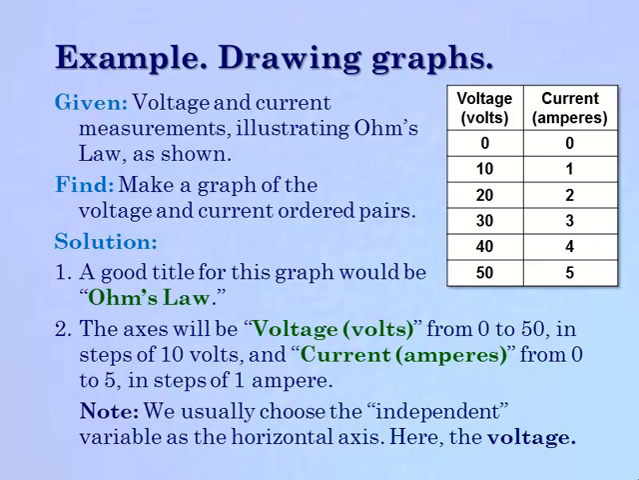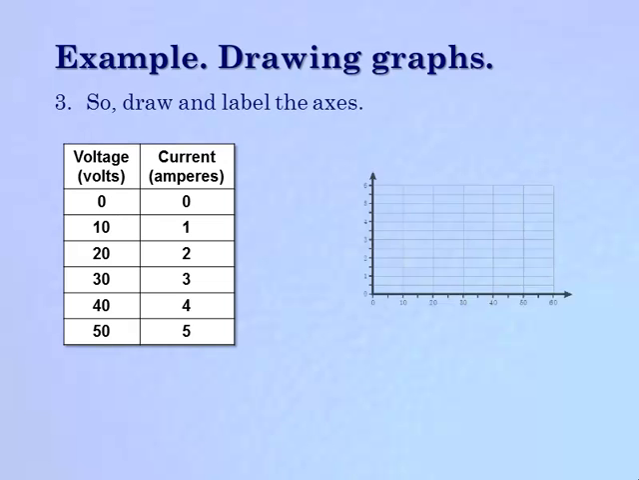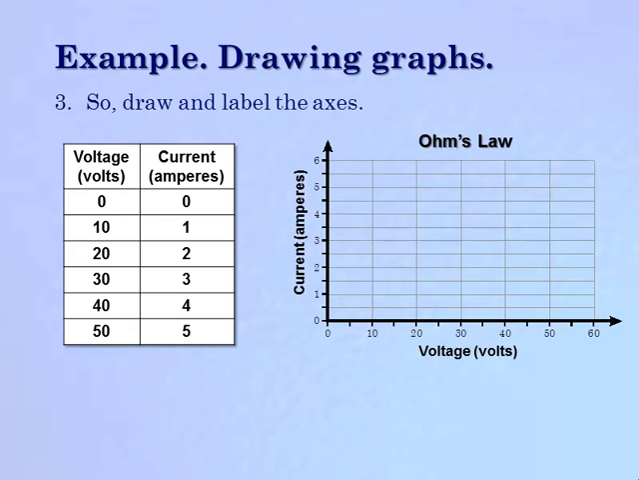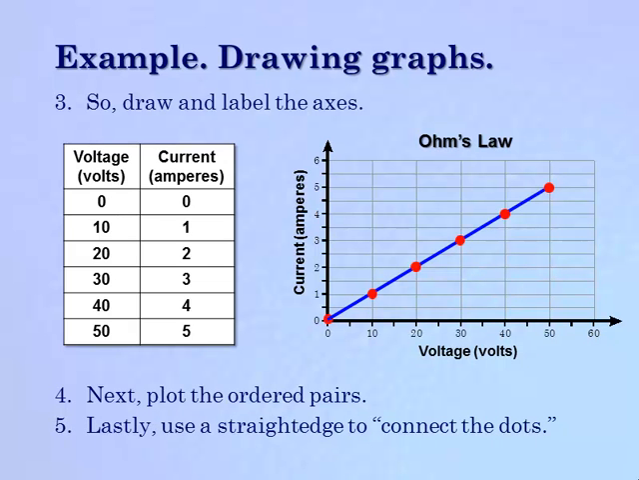So let's draw and label the axes on this graph. Ohm's Law is our title, voltages in volts are our x-axis, and current measurements in amperes form our y-axis. Now we'll plot each of those points on the graph, and we'll start off with 0 and 0, 10 volts and 1 amp, 20 volts and 2 amps, 30 volts and 3 amps, 40 volts and 4 amps, and finally 50 volts and 5 amps. And here we can probably connect the dots with a straight line, since this is a dependable relationship, since this is a good circuit, well behaved.